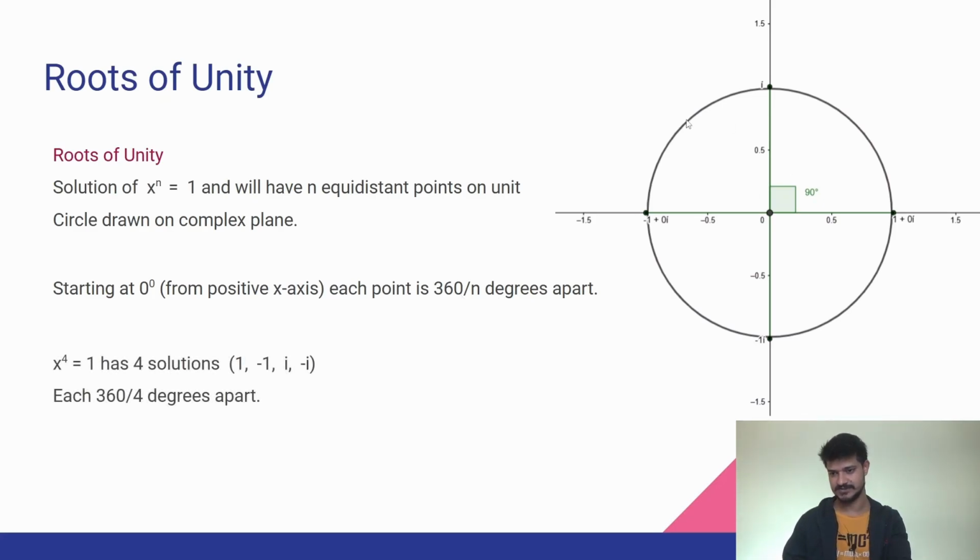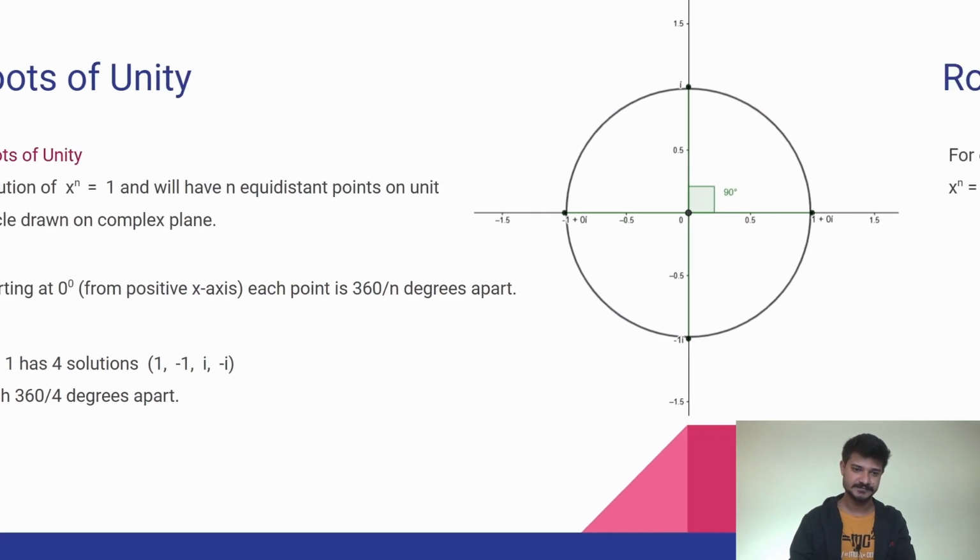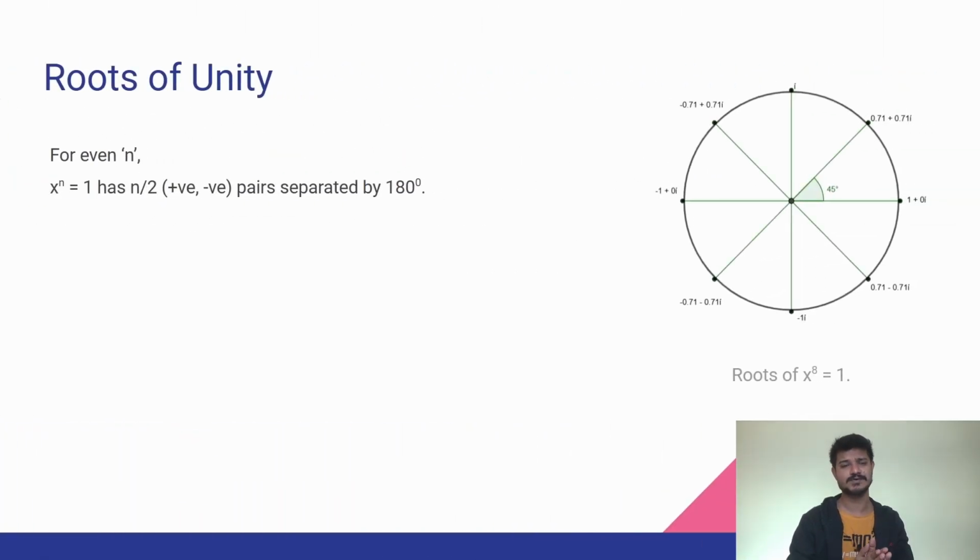Now, for example, this solution that you see is actually a solution of x raised to power 4 equals 1, which has solutions 1, minus 1, i, minus i. So I have drawn all of those four here. And if you see, all of those roots are 90 degrees apart, because n equals 4 in this case, and 360 by 4 is 90. So each of those roots is 90 degrees apart. So this is a little bit about roots of unity.